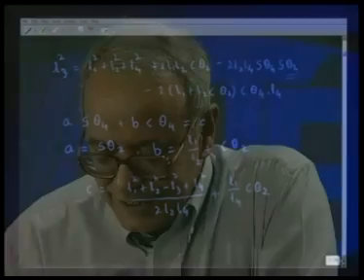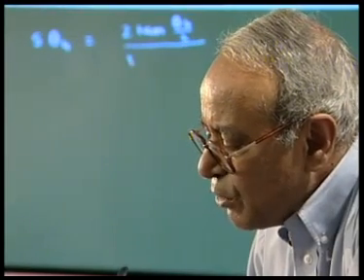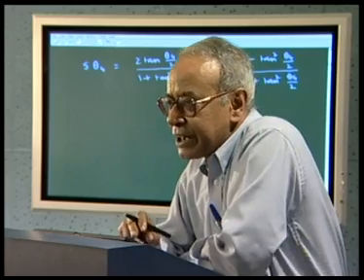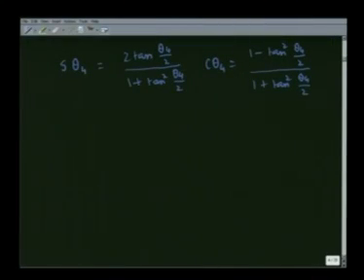That means we write sine theta 4 as twice tan of theta 4 by 2 divided by 1 plus tan squared theta 4 by 2, and cosine theta 4 we write as 1 minus tan squared theta 4 by 2 divided by 1 plus tan squared theta 4 by 2. Substituting this in the A sin theta 4 plus B cos theta 4 equal to C equation, we get a quadratic equation in tan theta 4 by 2 as follows.